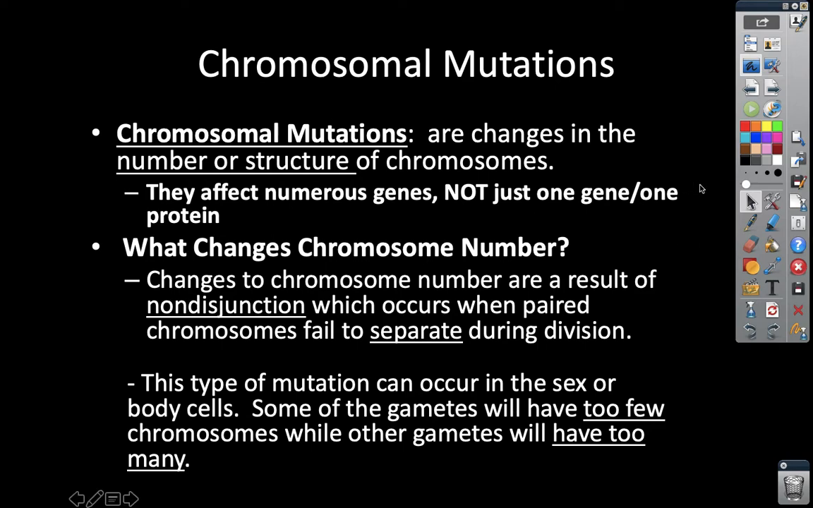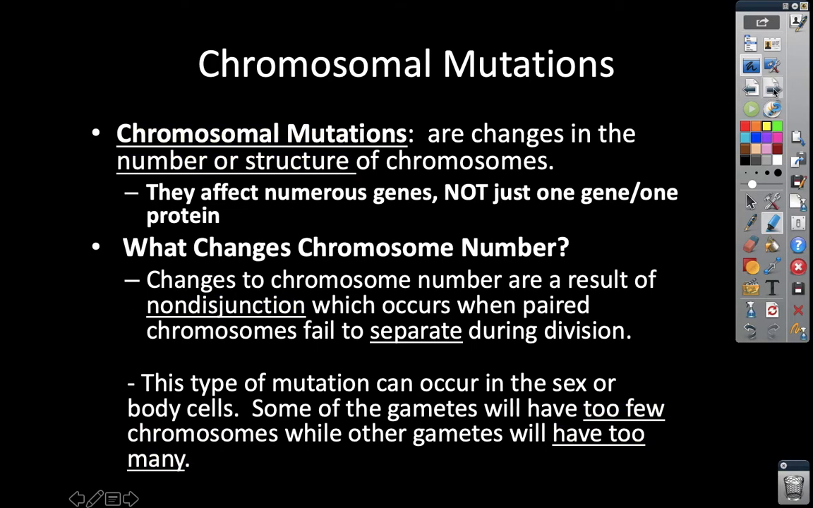So make sure that you know a couple of things from this slide. Make sure that you know the term non-disjunction, and make sure that you know that chromosomal mutations affect the number and structure of chromosomes, and they cause cells to have too few chromosomes or too many chromosomes. So those are the key things to take away from this slide.